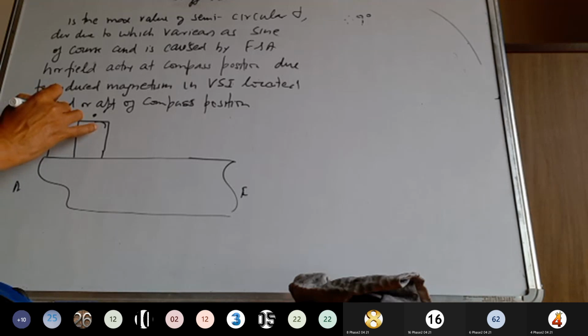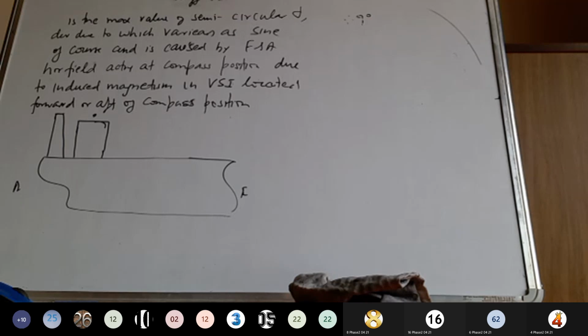For the sake of simplicity, let us take the top of the funnel to be in the same horizontal plane as the magnetic compass. If it is above or below, that doesn't matter; it will cause the same effect. The maximum amount of induced vertical soft iron effect on the ship is caused by the funnel, the biggest piece of vertical soft iron on the ship. The top of the funnel is more or less in the same horizontal plane as the magnetic compass. Even if it is above or below, it doesn't matter.